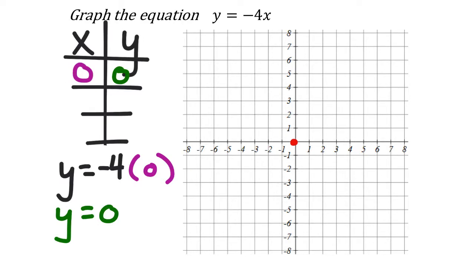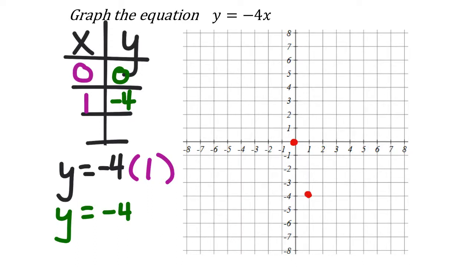But what's another value that's very easy to operate with? I like 1. 1 is very easy to operate with, not only for multiplication, but also for division, subtraction, and addition. So I go back to my equation and replace x with 1. Well, negative 4 times 1 is negative 4. So I get the ordered pair (1, negative 4). And so I see x is 1 and y is negative 4. That's going to put me down here.